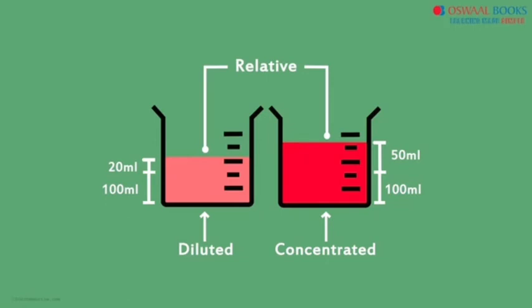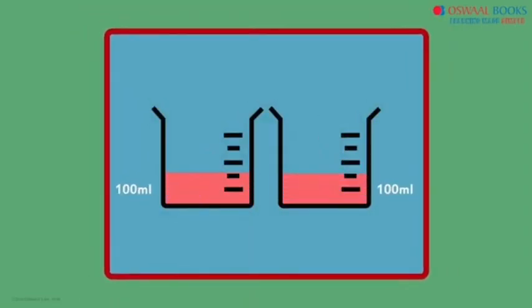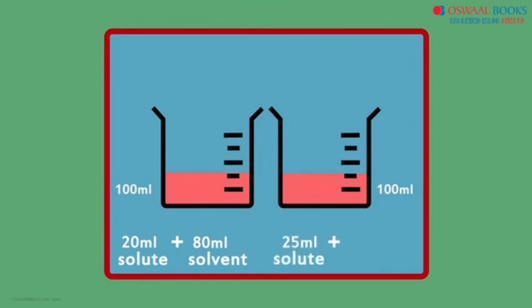Let me give you another example. We take two empty beakers again, both with 100 milliliters of some solution. The first beaker has 20 milliliters of solute and 80 milliliters of solvent. And the second one has 25 milliliters of solute and 75 milliliters of solvent. Which solution is more concentrated according to you? Yes, it's the second one, because the proportion of solute is more in the second beaker.